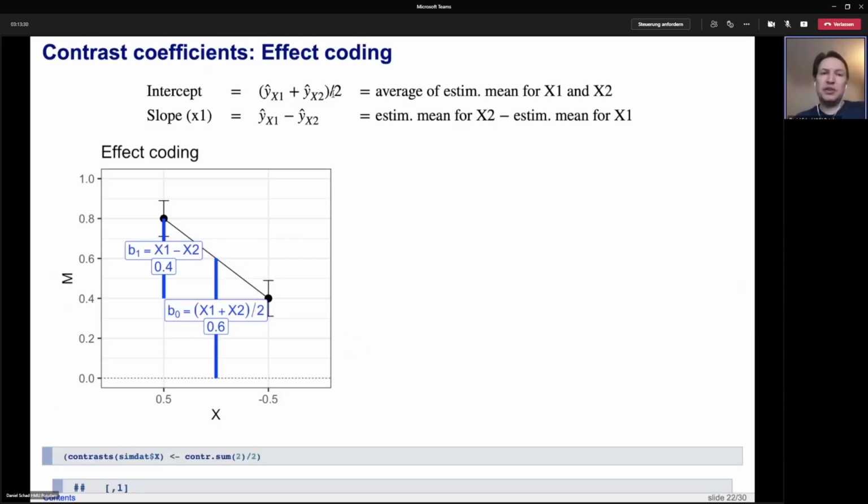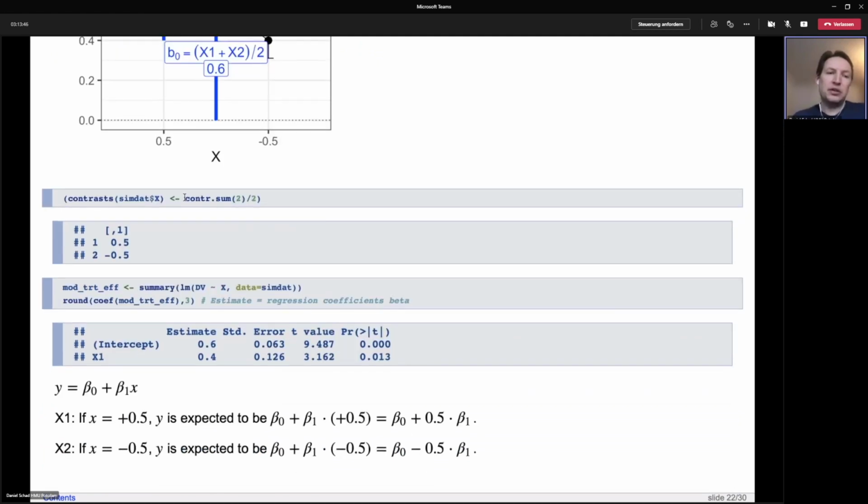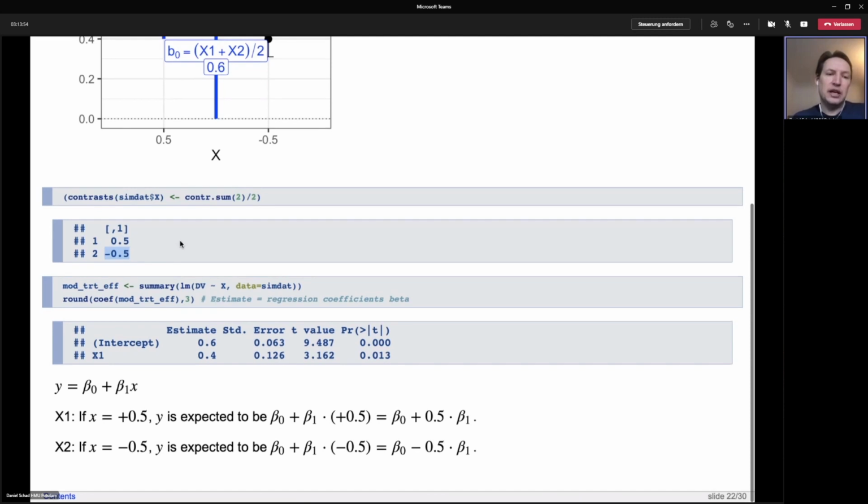Effect coding: the intercept is again the same, the mean between the two conditions, but the slope is now the difference between the two estimated means. Estimated mean for x2 minus x1, this is the whole difference and not just half the difference. So how does the contrast matrix for effect coding look? We just take the sum contrast divided by 2. Then we have a 0.5 for x1 and a minus 0.5 for x2.